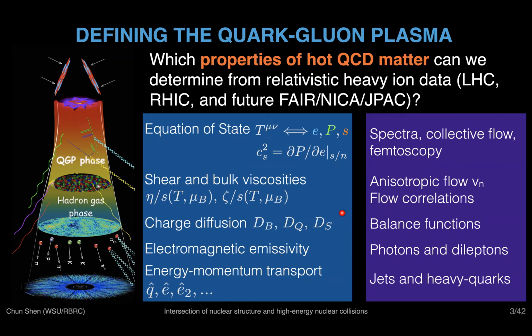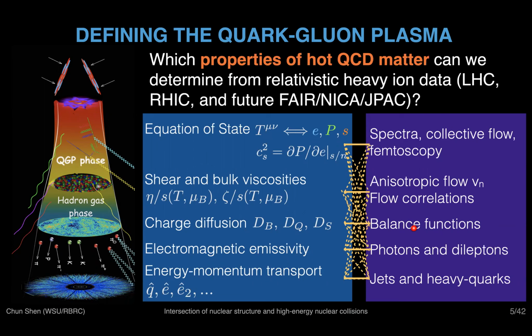On the right-hand side, I write a partial list of experimental observables we can think about. In the ideal case, we would like to see a one-to-one mapping. We make some measurements, and then they constrain certain aspects of the properties of quark-gluon plasma. But in reality, this is not the case. It's always a very complex mapping between the properties of quark-gluon plasma and the experimental observables.